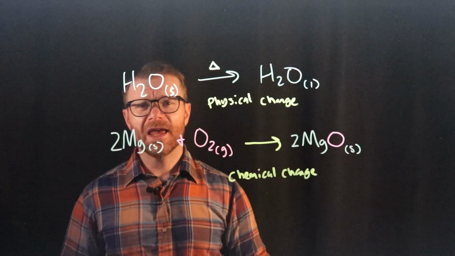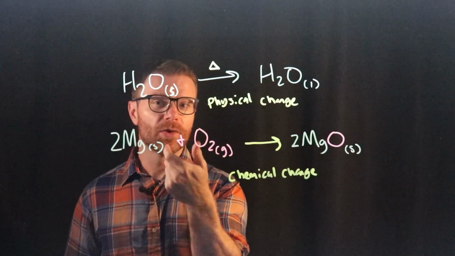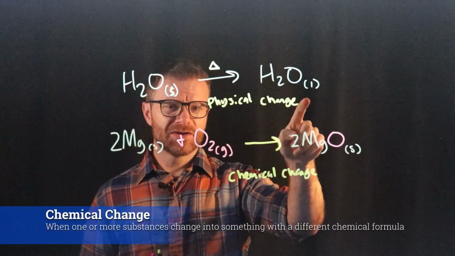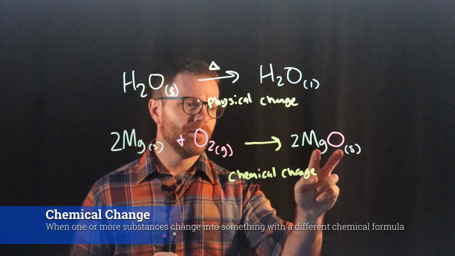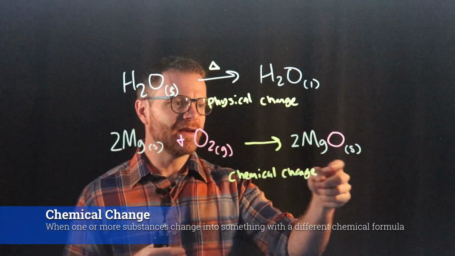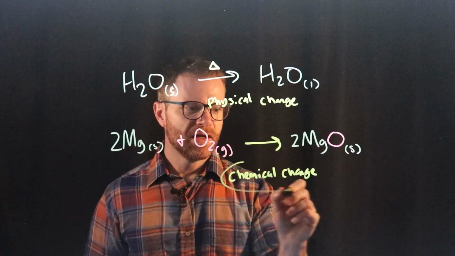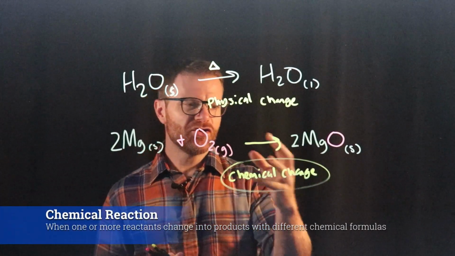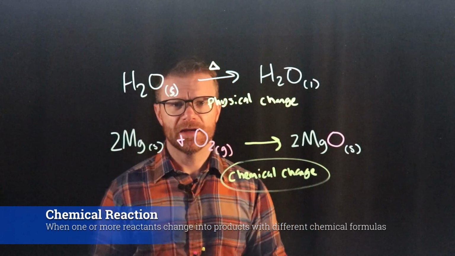And what makes something a chemical change and not a physical change is that the atoms are rearranged into something different. So H2O becomes H2O, there's no change. But Mg and O2 become MgO, that's a change. These two have been combined into a bigger compound. So a chemical reaction is any time a chemical change takes place, and a chemical change is just where atoms and elements are rearranged into new things.